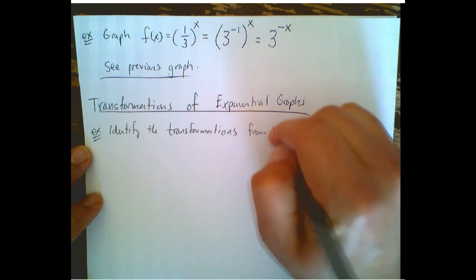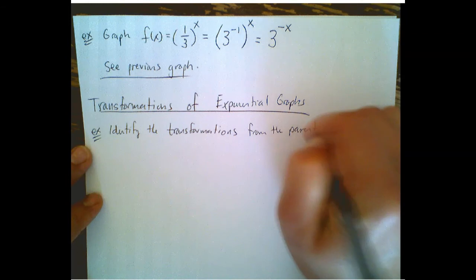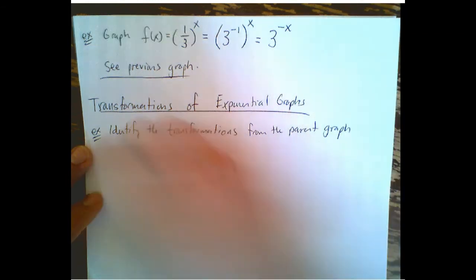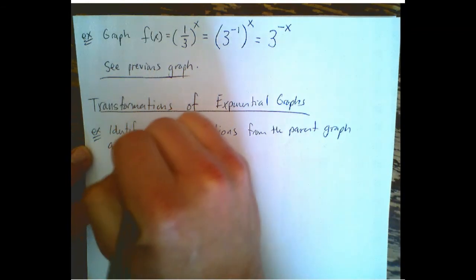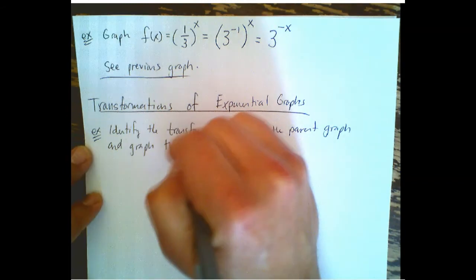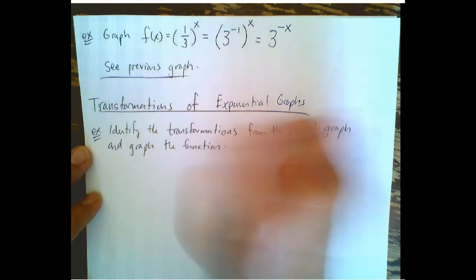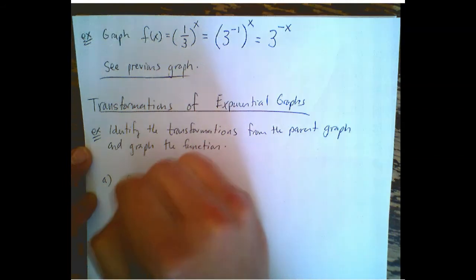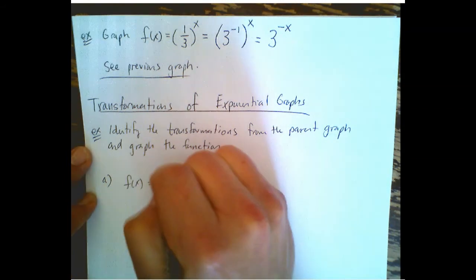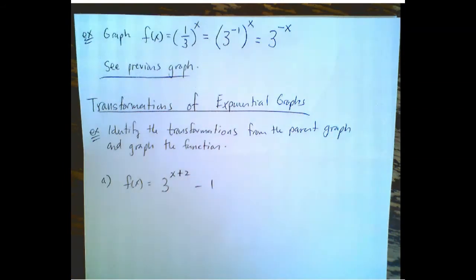From the parent function, parent graph, and graph the function. Okay, so let's look at f of x equals 3 to the x plus 2 minus 1.